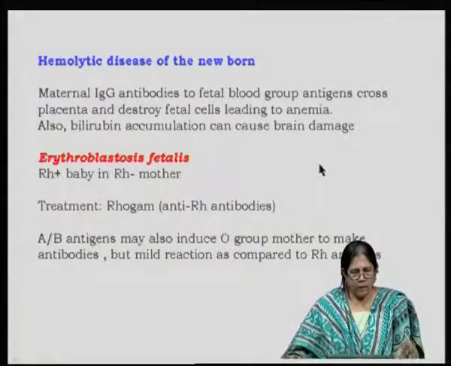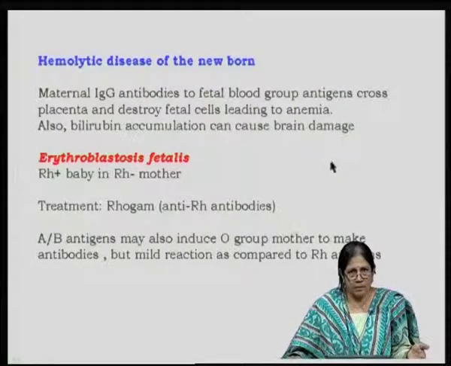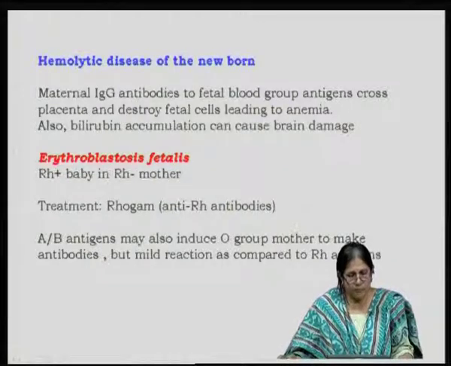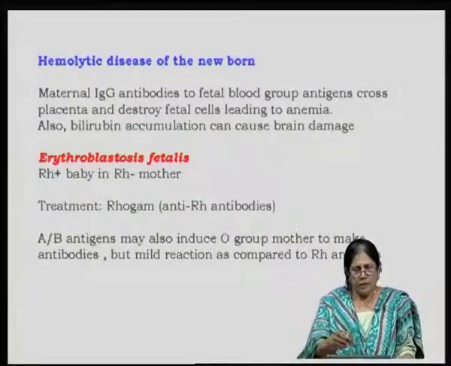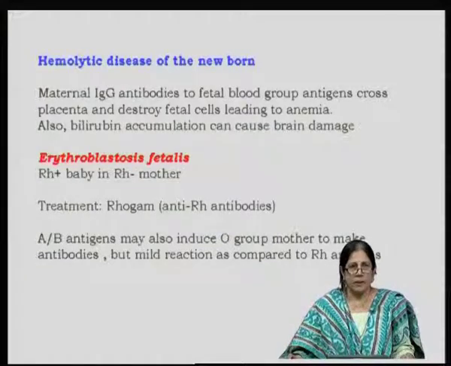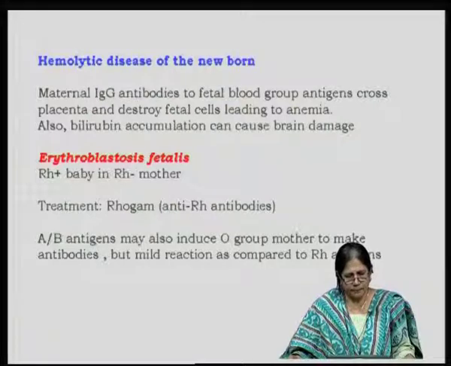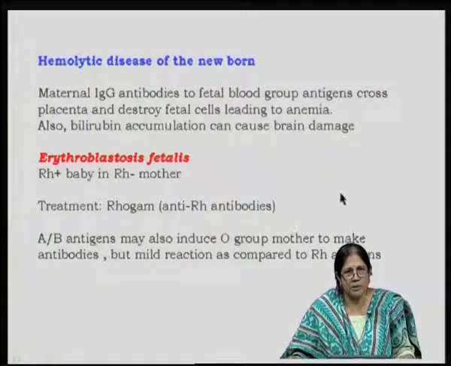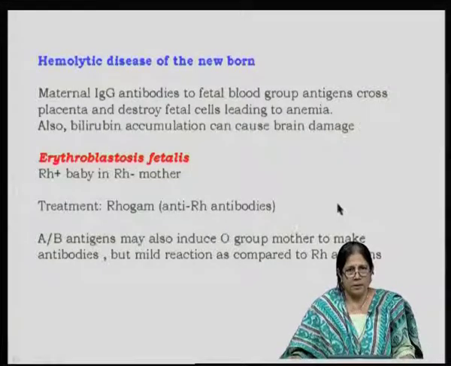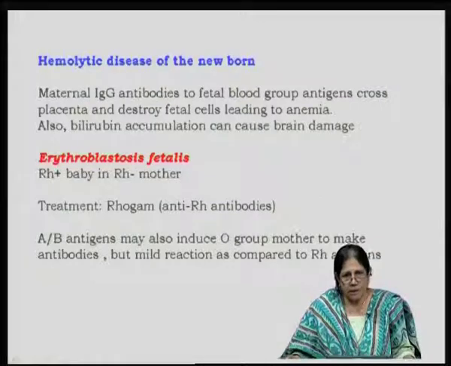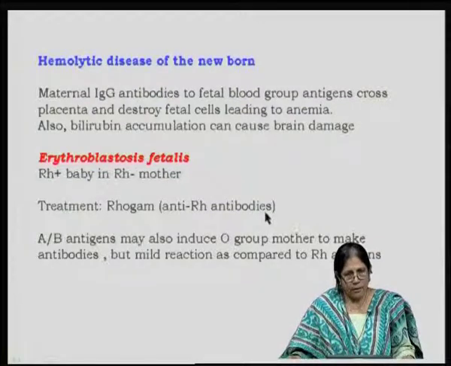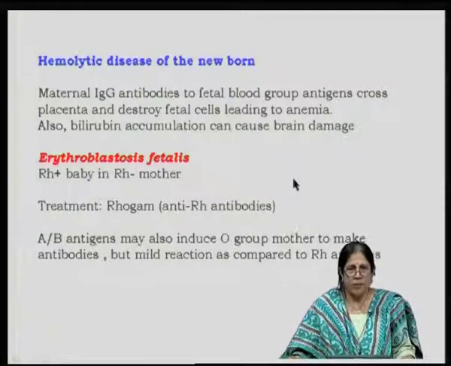Now, hemolytic disease of the newborn is the second that I would be discussing under this type 2 hypersensitivity. The one that immediately comes to one's mind would be because of Rh factor. Rh is an antigen which is present on RBCs. In the Asian population, especially Indians, 70% of us are Rh positive, whereas in the West there is a larger population that is Rh negative.